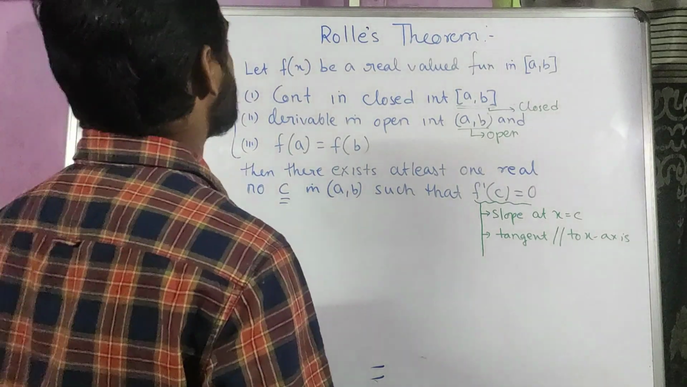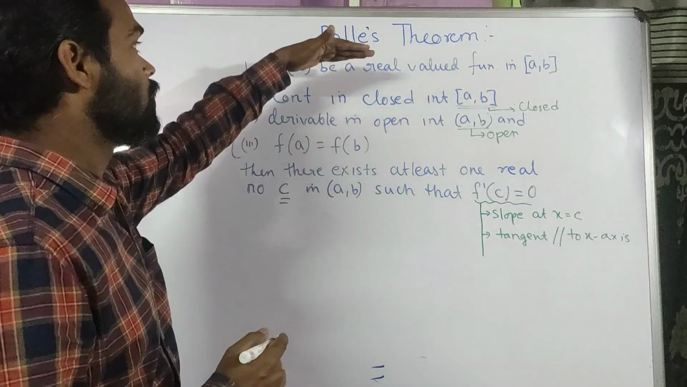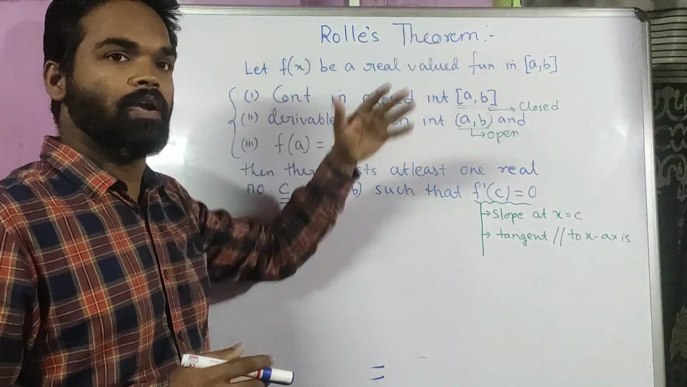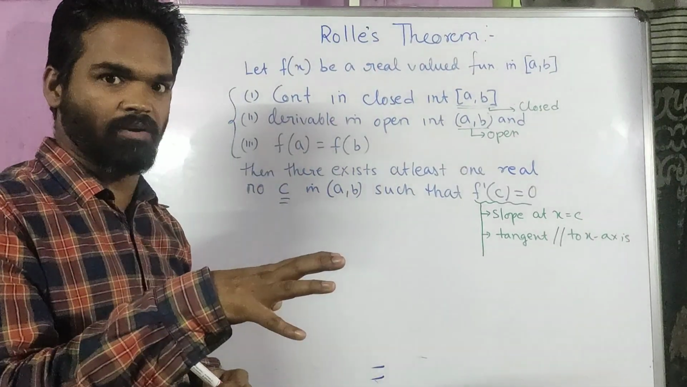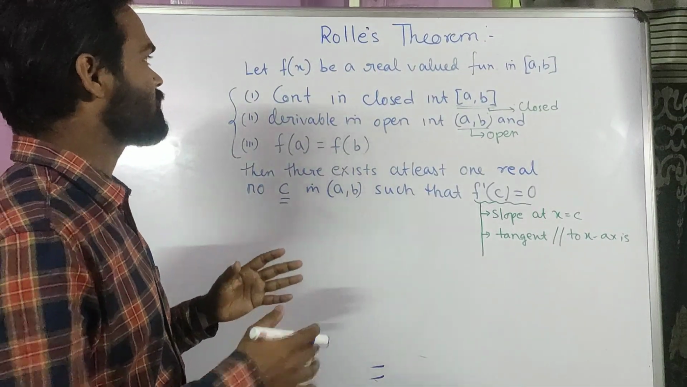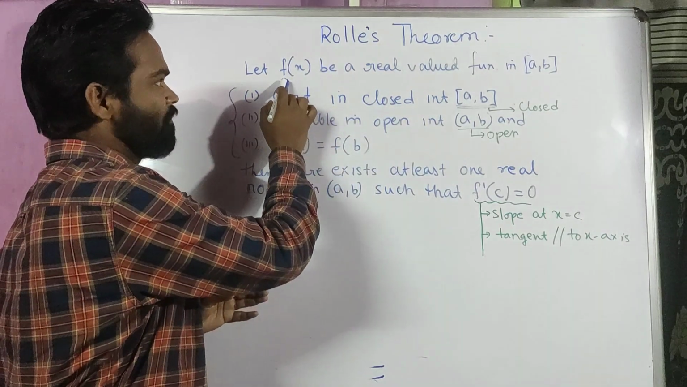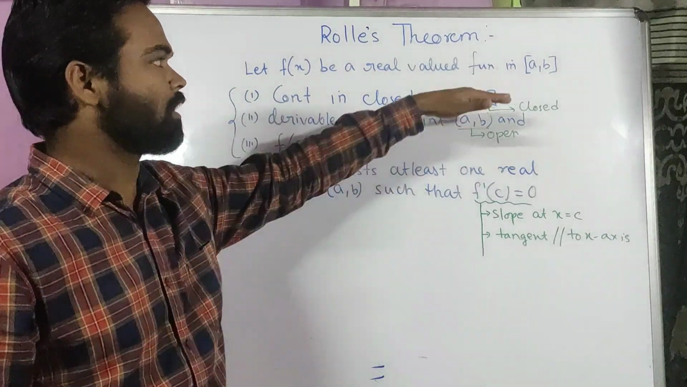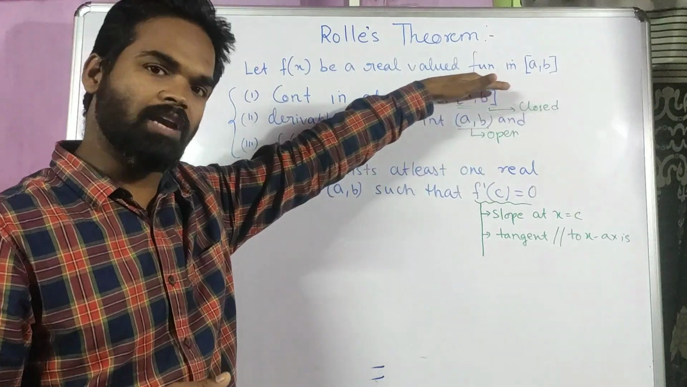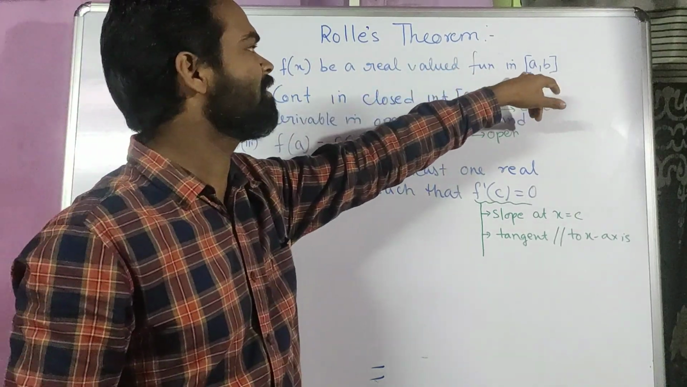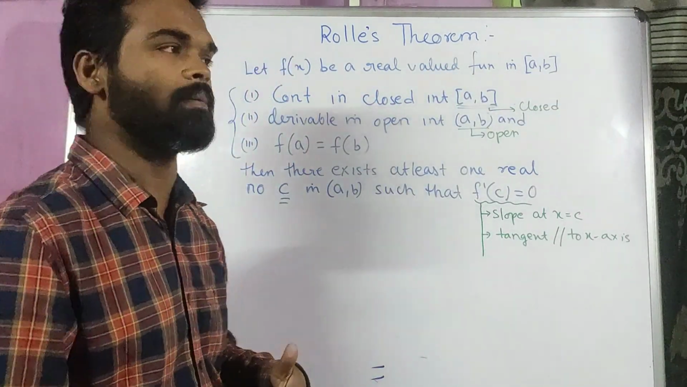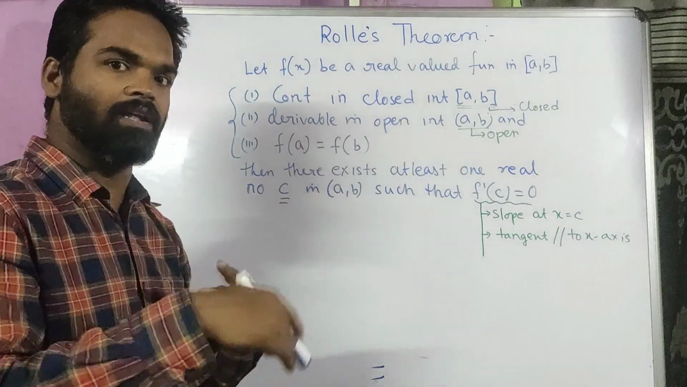Hello class, today our topic of discussion is Rolle's Theorem. Now we first look at the statement of Rolle's Theorem, which says that suppose we have a function f(x), a real valued function in a closed interval [a, b]. Real valued function means if you take any value from a to b including a and b and you put it over here, you'll get a real value.